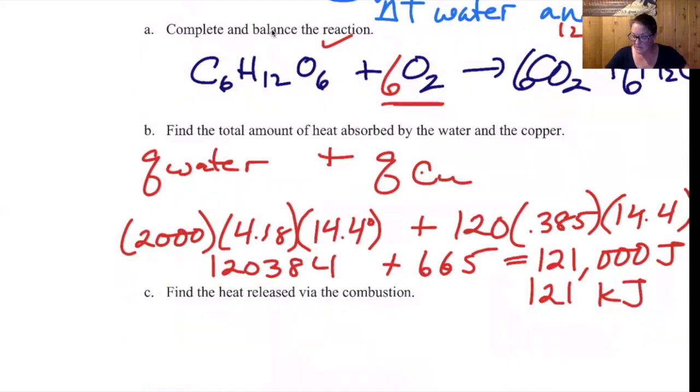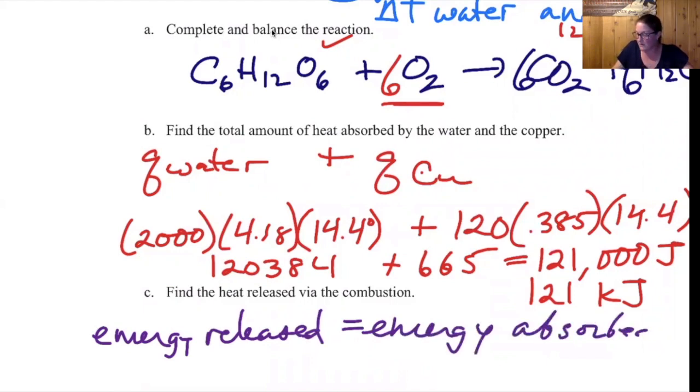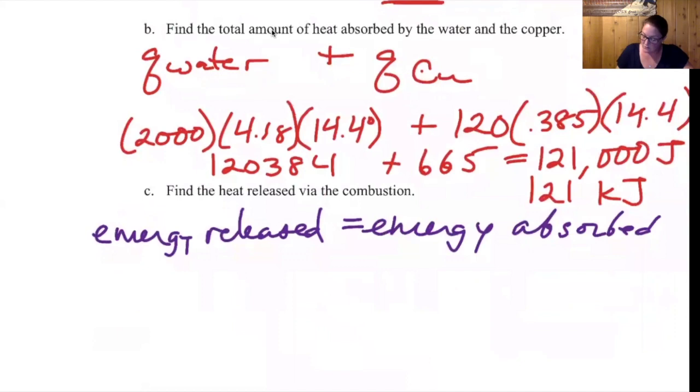C is a rather easy question because we're making an assumption here. And that assumption is the conservation of energy. We're assuming that the energy released by the combustion equals the energy absorbed by the water and the copper. So we're going to say this is also 121 kilojoules.